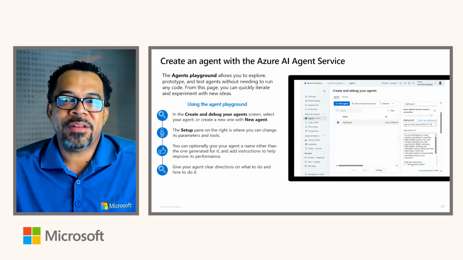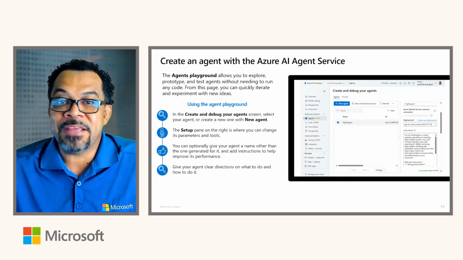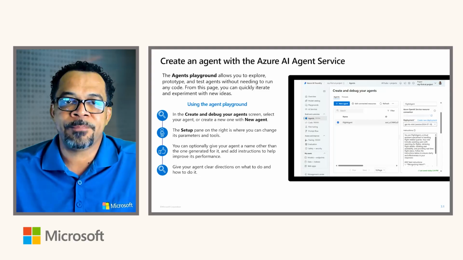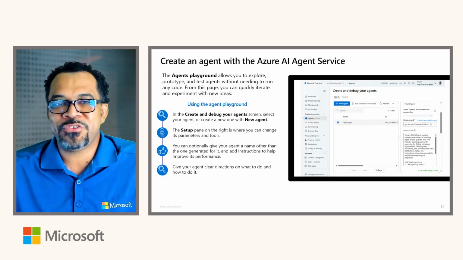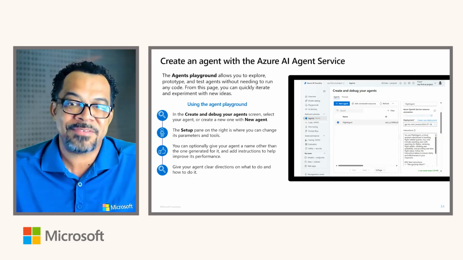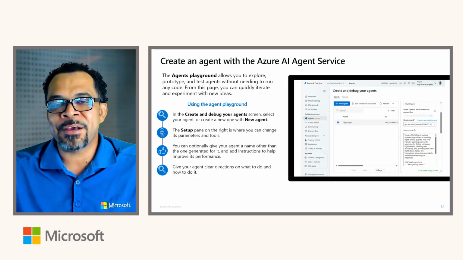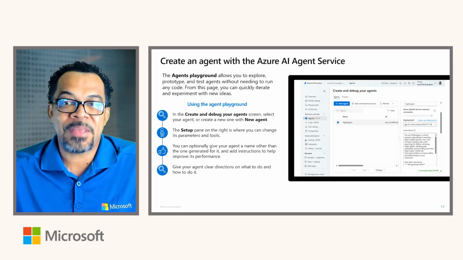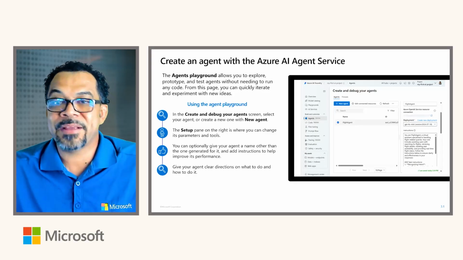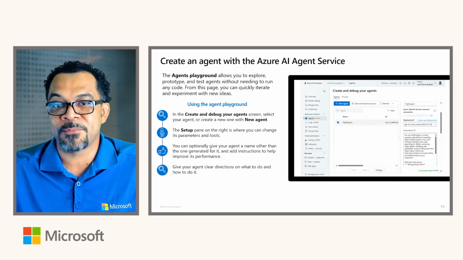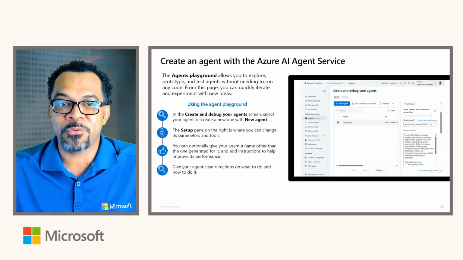Understanding how to create and debug agents using the Azure AI Agent Service is also important. You should focus on the agent's playground, which allows you to explore prototypes and test agents without writing any code. Also, be familiar with the steps involved in creating a new agent, configuring its parameters, and providing clear instructions to improve the agent's performance. These are going to be critical things.